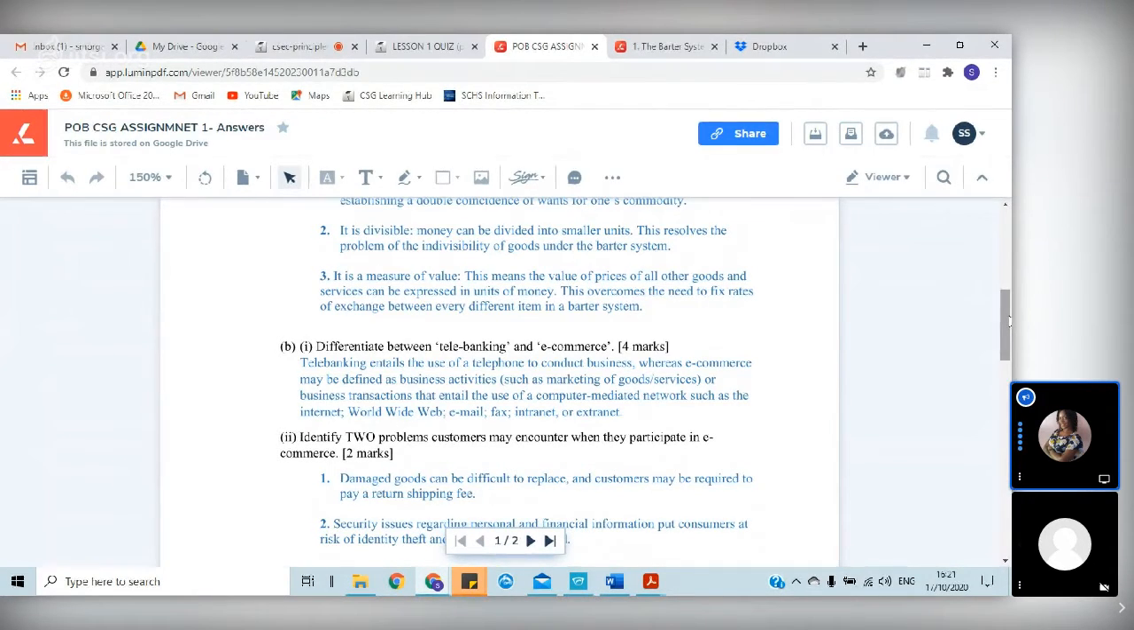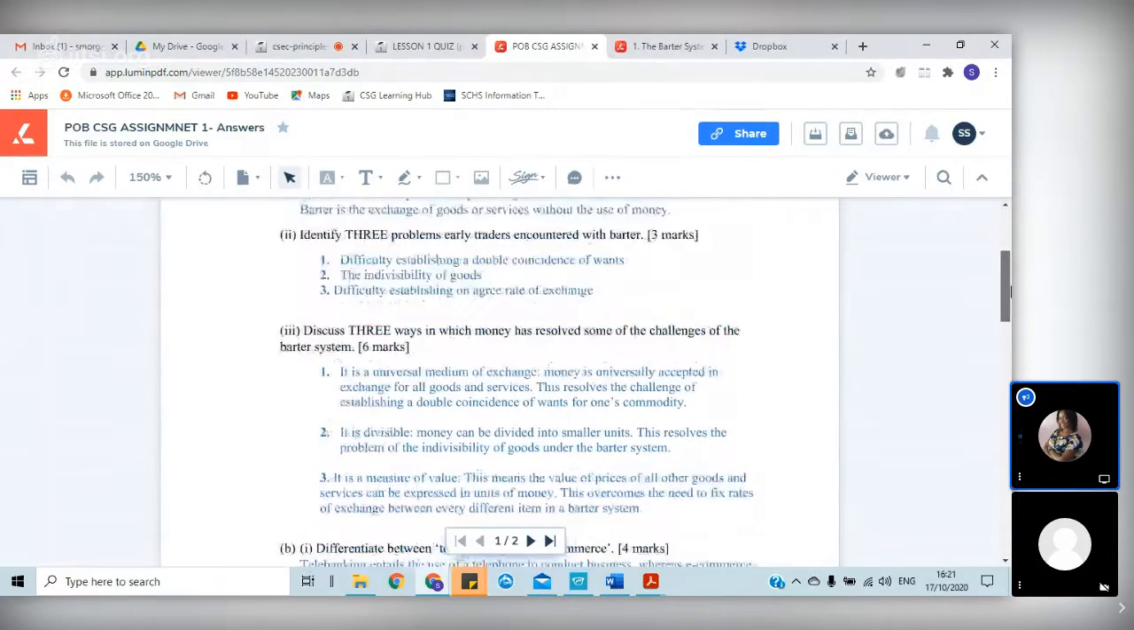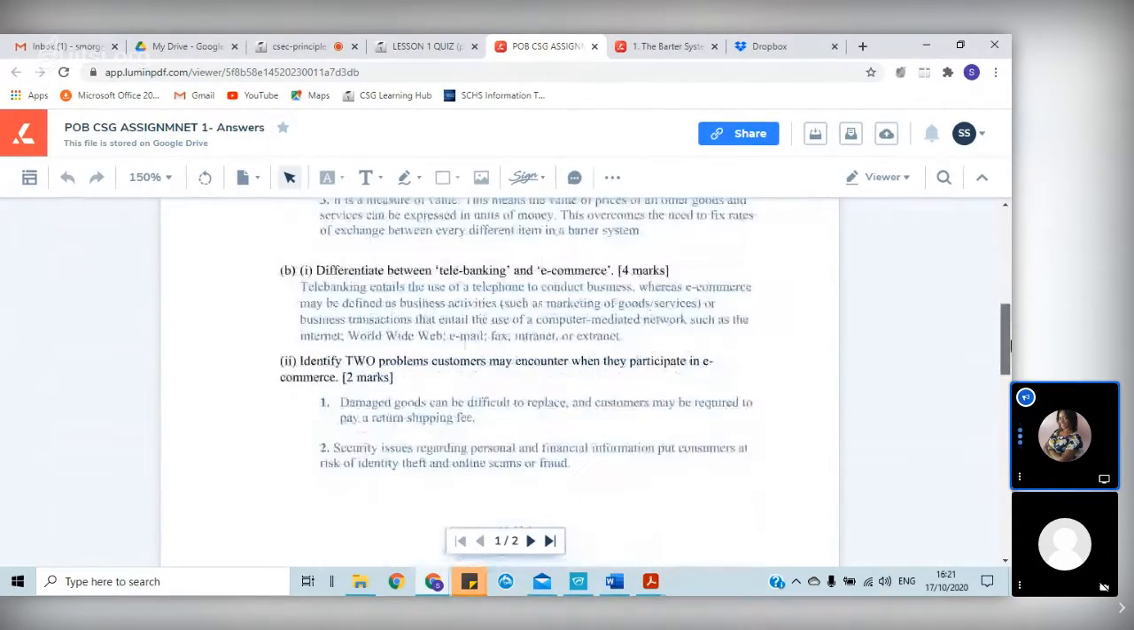Now, this overcame the need to fix rates of exchange between every different item in a barter system, right? So we don't need to determine that, oh, a cow is worth 20 chickens, etc. We can measure the value using money. So a cow is worth, I don't know, $30,000. So we can use money to express its value. All right, so that is it for A3.